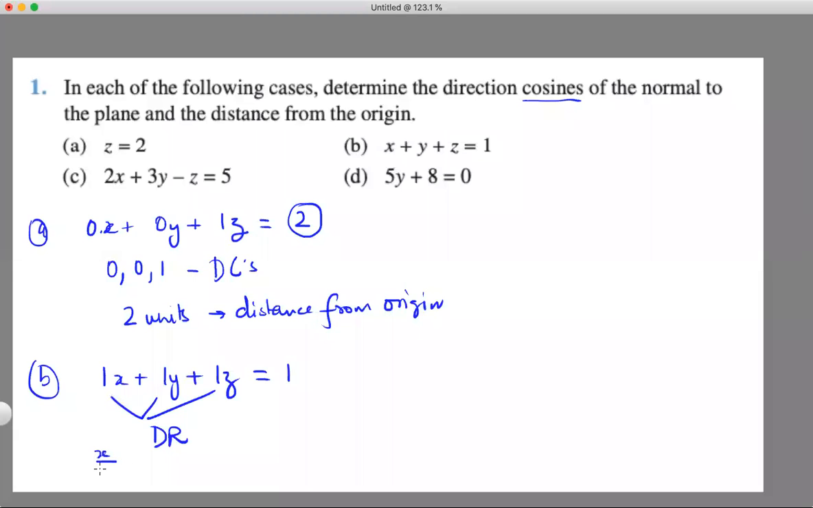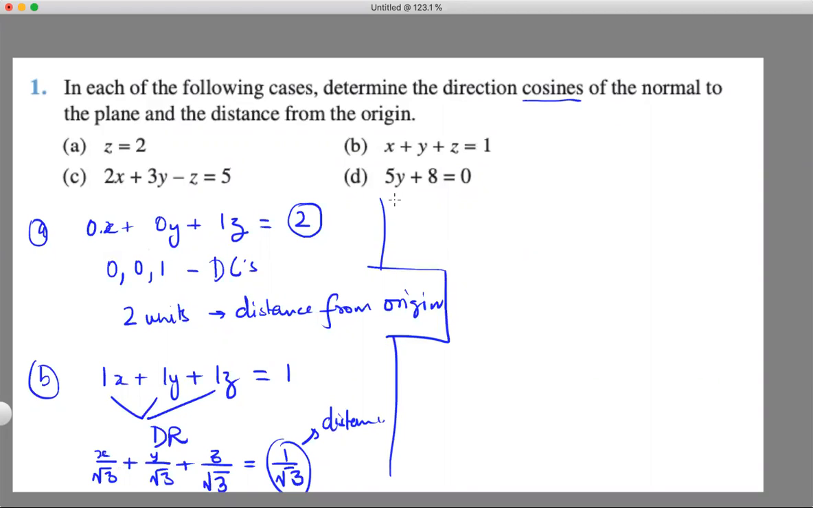So this equation will become x by root 3 plus y by root 3 plus z by root 3 is equal to 1 by root 3. Now this is the distance. And 1 by root 3, 1 by root 3, 1 by root 3 are the direction cosines. Okay. Let's do the next one.